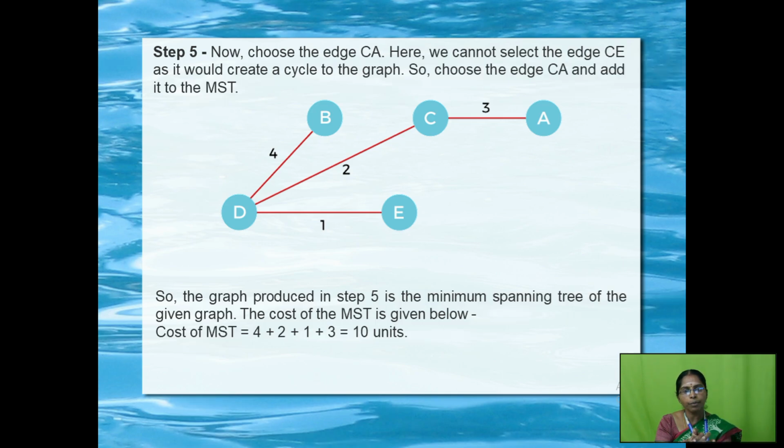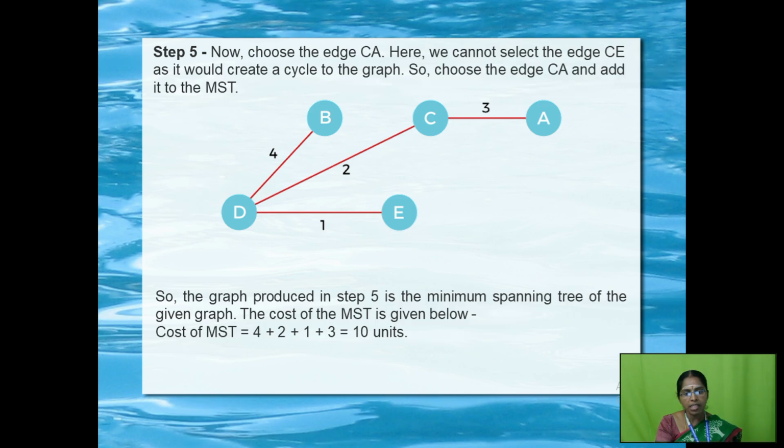Then we cannot select CE because it would create a cycle in the graph. So you have to choose the edge CA and add it into the MST. So the graph produced in step 5 is the minimum spanning tree of the given graph.